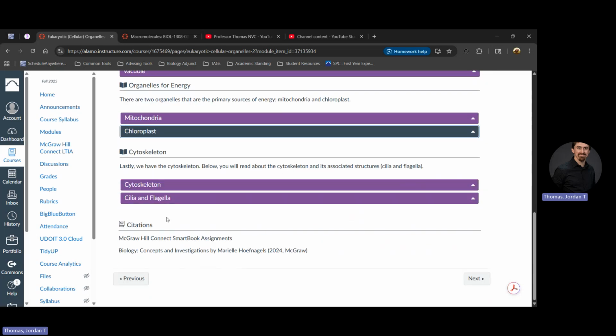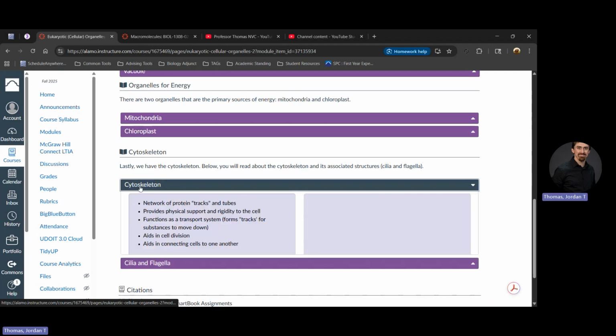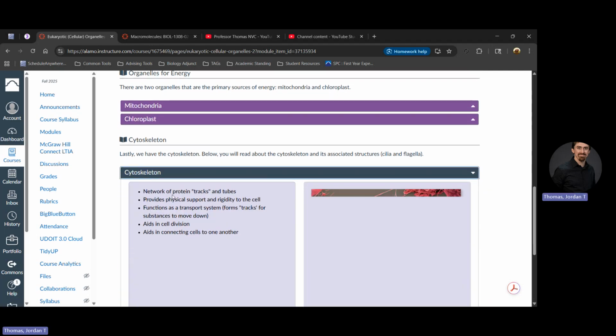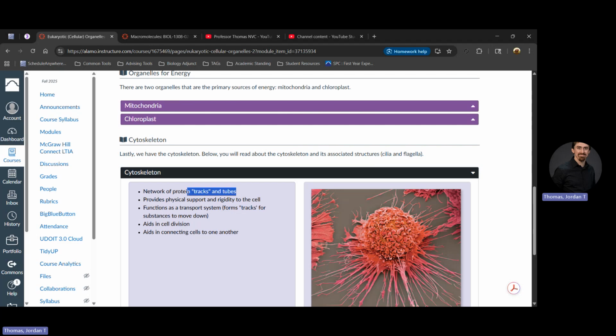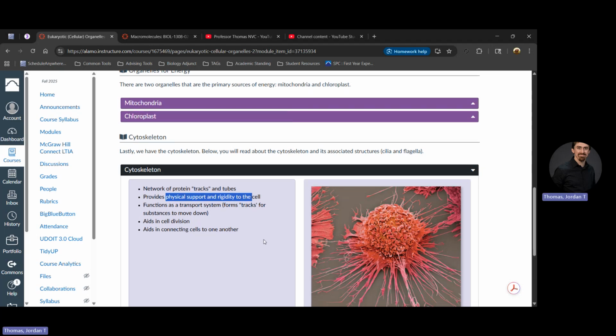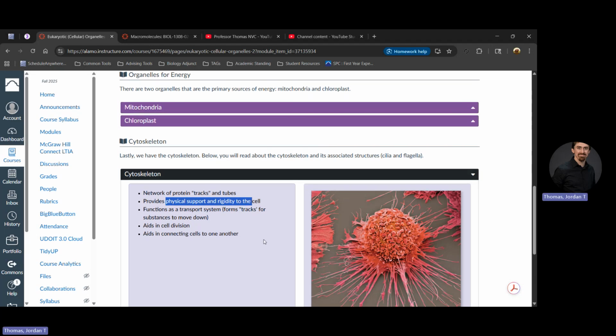The last organelles we're going to talk about are the cytoskeleton, cilia, and flagella. So the cytoskeleton is a network of protein tracts and tubes. They provide physical support and rigidity to the cell. The way I think about the cytoskeleton is similar to our skeleton, where our skeleton provides physical support. It allows our bodies to be nice and rigid, where we can then move around without the fear of just falling over.